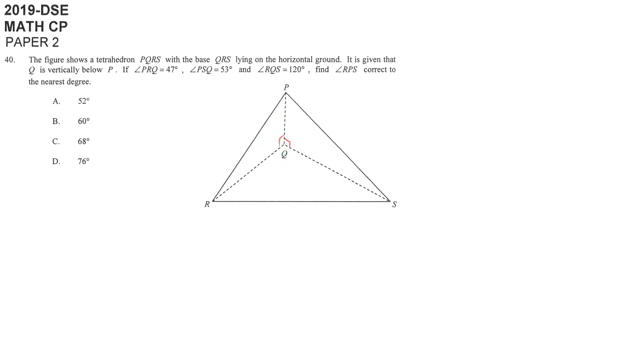And then they give us some angles, 47 degrees, 53 degrees, and also 120 degrees. And our target is to find out this angle. This is our final target. In order to find out this angle, you must use the plane including this angle. So we are talking about this plane.